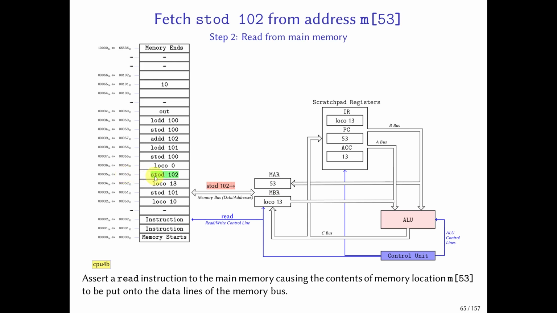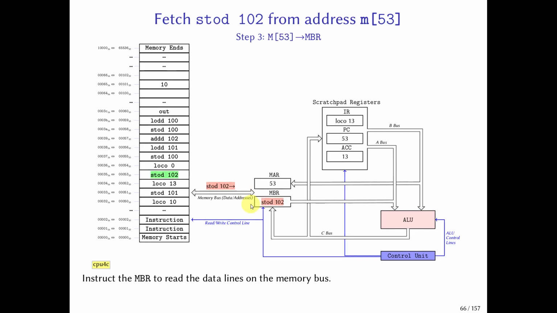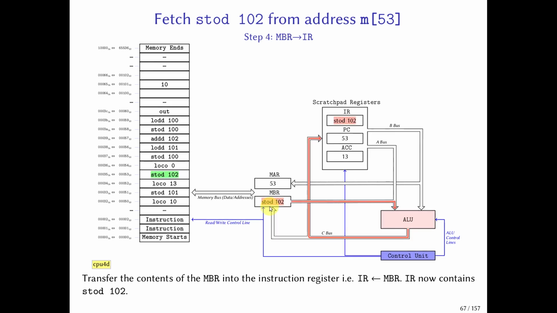the CPU. So that's what it does. It reads the contents of cell 53 and sends the contents of cell 53 as data over the memory bus, so that that becomes then input to the CPU. The CPU reads the data lines of the memory bus and it copies into the memory buffer register the machine code instruction STOD 102. And then penultimately, the contents of the memory buffer register are copied from the memory buffer register via the data path, via the ALU, and brought into the instruction register.